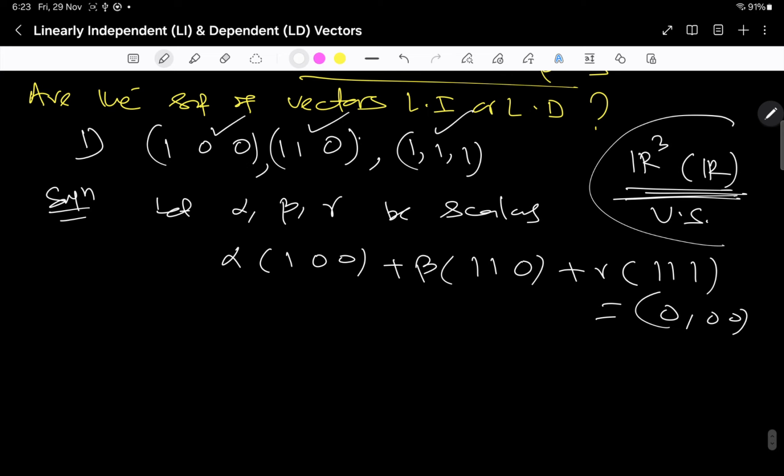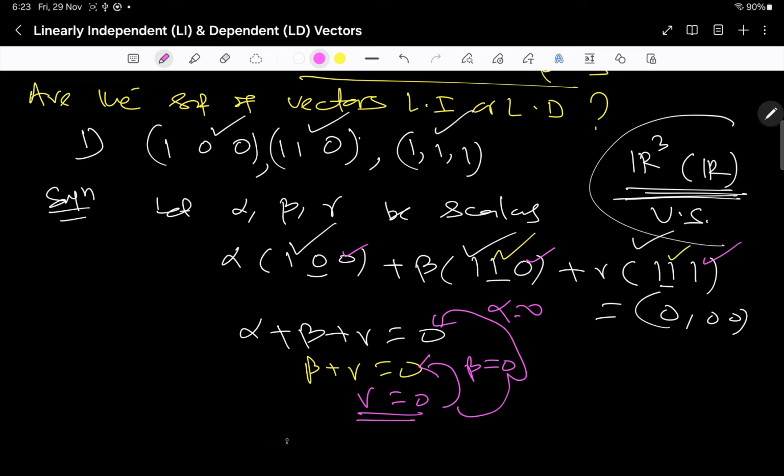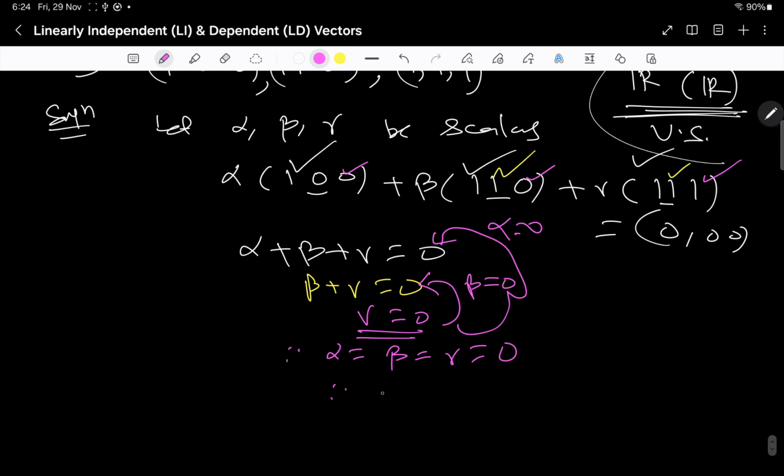Let me simplify it. Taking the first component, alpha plus beta plus gamma is equal to 0. Taking the second component, beta plus gamma is equal to 0. Taking the third component, gamma is equal to 0. So gamma is 0; if I substitute it here, beta is 0; substituting again, alpha is 0. So alpha equals beta equals gamma equals 0. All these scalars are 0. Therefore the system with the given vectors is linearly independent.